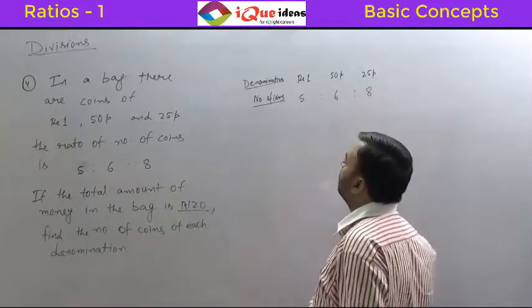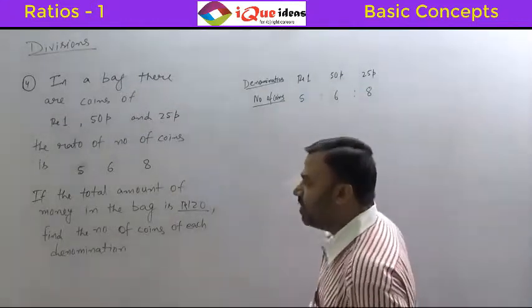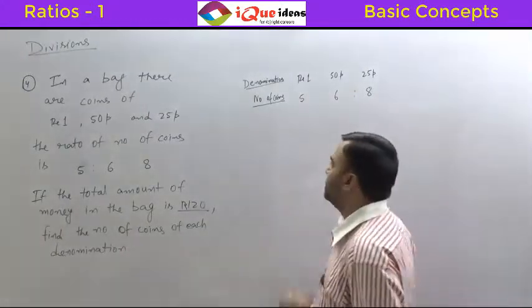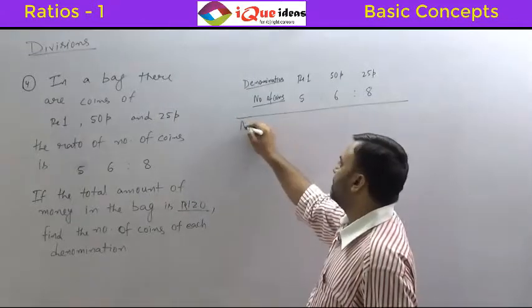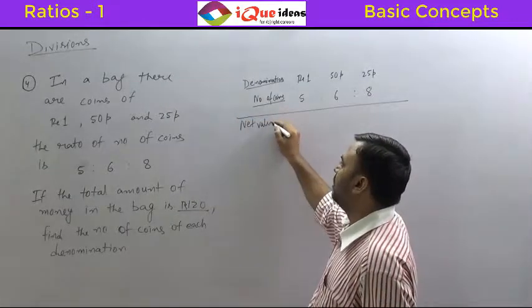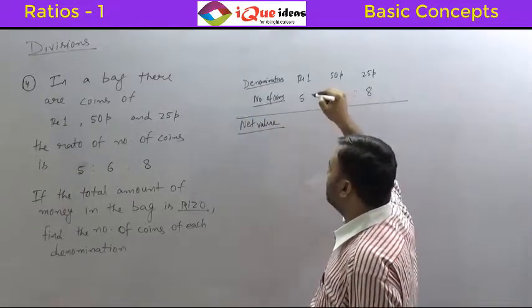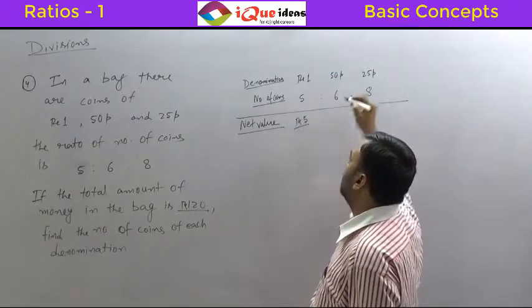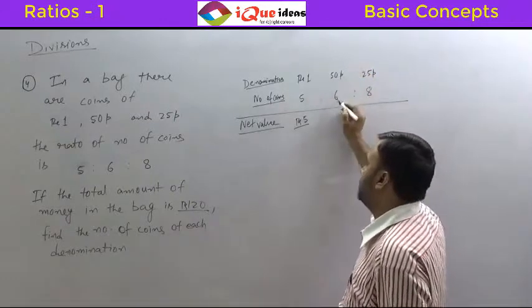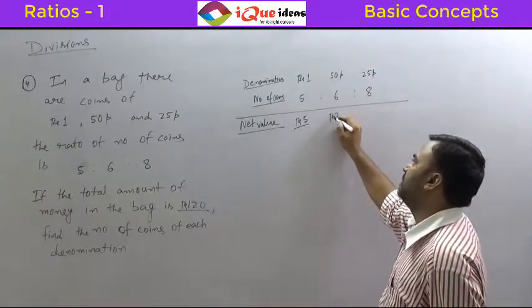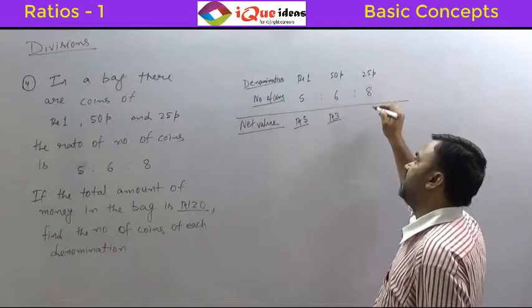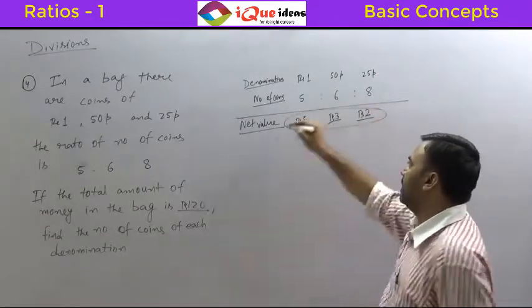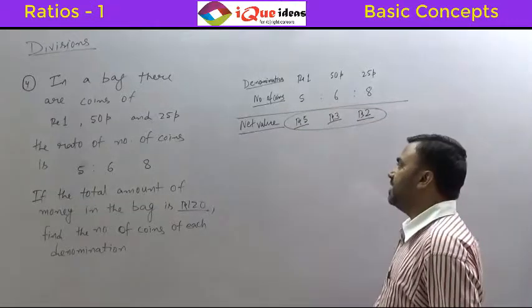Number of coins is 5:6:8. Now what I will do, I will not take the variables. I'll just assume that 5, 6 and 8 are the original number of coins. So net value. Now what do I mean by saying net value? I'm assuming that there are 5 coins of 1 rupee. So the net value will be 5 rupees. 50 paisa, there are, let's say, 6 coins. So the net value will be 3 rupees. 25 paisa, there are 8 coins. So the value will be 2 rupees. So the total amount of money should be 5 plus 3 plus 2, that is 10 rupees.